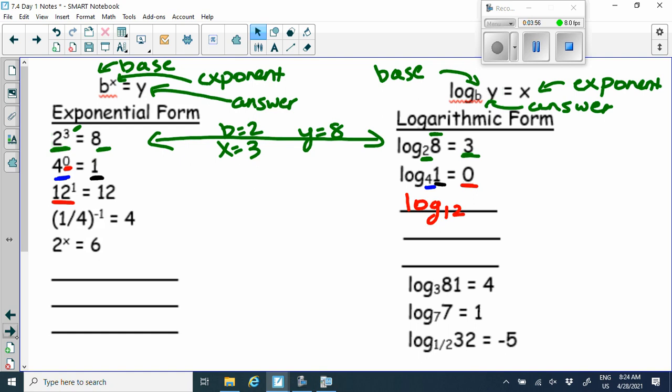Okay, next we have our y value. That's our answer. So our y, if we look at the exponential form, is 12 as well. So we have log base 12 of 12. Then equal to our exponent. Our exponent here is 1. So log base 12 of 12 equals 1. Okay, I would like you guys to go ahead and pause the video and try the next two.